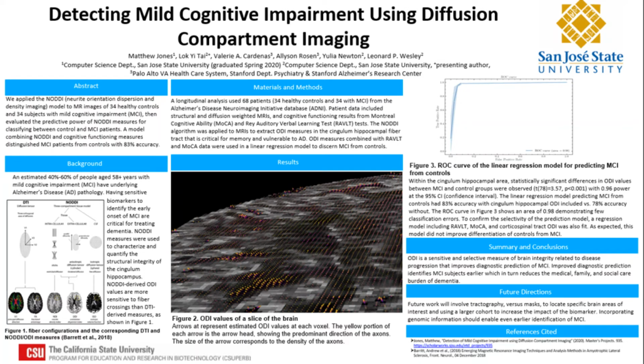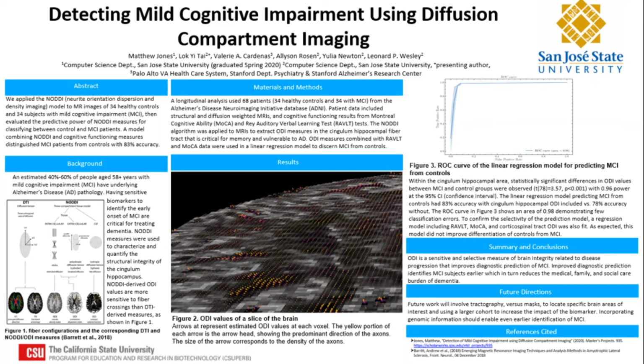Figure 2 shows the ODI value obtained from the NODI analysis. Each of the arrows represents the neural fiber arrangement in the corresponding voxel. We combined the ODI value with a memory test, RAVLT, and a measurement of overall cognitive functioning, MoCA, to build a linear regression model to identify MCI subjects from control.